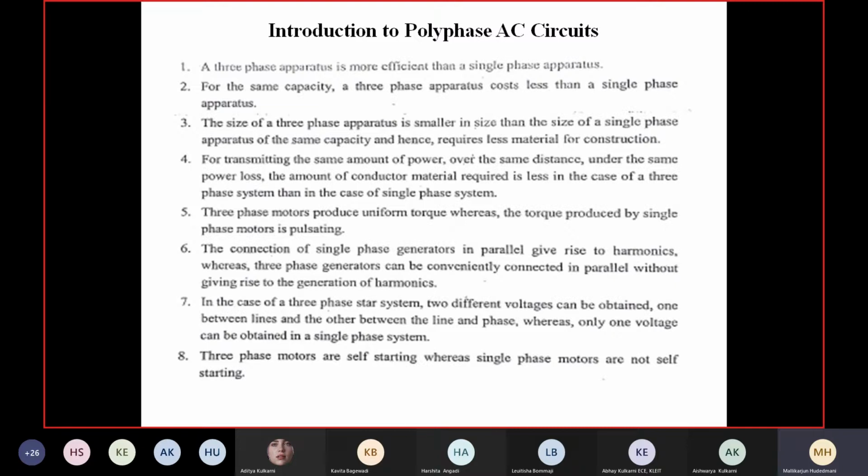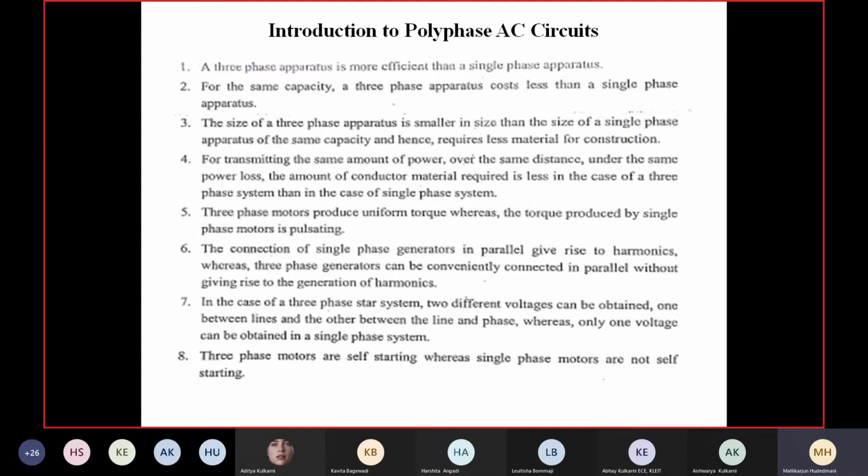That's the only outcome. In the case of a three phase system, I said there are two types of systems, star connection and delta connection. It is possible to have two types of voltages measured in three phase. One is between line to line, which we call line voltage.